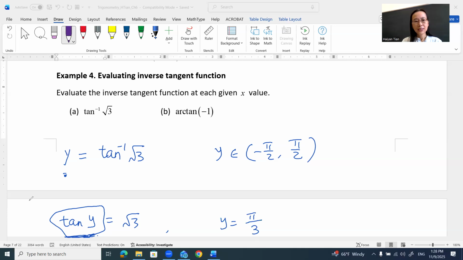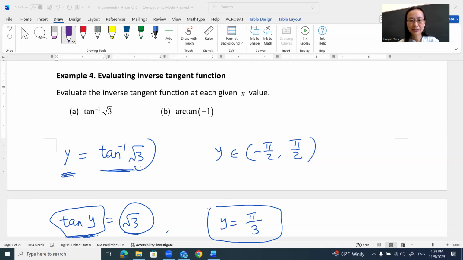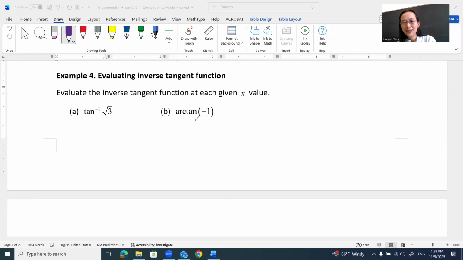There's a unique y, because the inverse is a function. There's only one unique y corresponding to this x, which is square root of 3. So you found it. Now, do another problem, arctangent of -1.